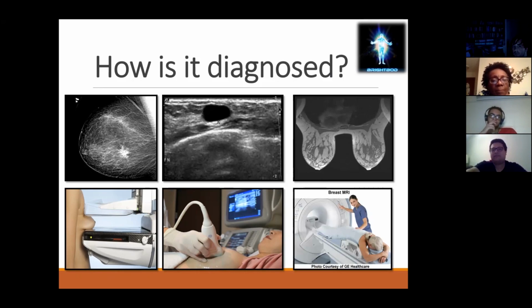Then what happens if you find something abnormal in any of these images? What we do is that the diagnosis needs to be done by pathology. That means a doctor that's specialized in pathology needs to see some tissue in the microscope and actually determine if that tissue is cancer or not. So of course we need to do a biopsy.